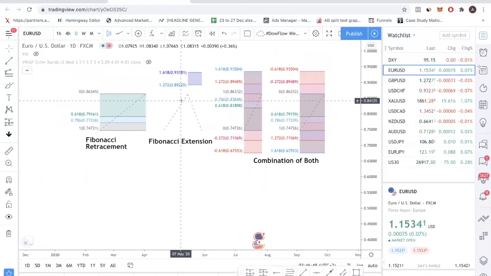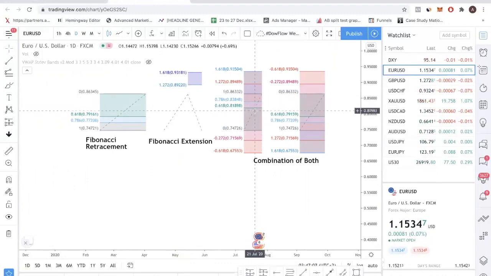You just draw the one Fibonacci retracement, and you can see the Fibonacci retracement and the Fibonacci extension. That's what I want to show you first. After I show you that, then I'll show you how you combine both to find high probability turning points in the market. So as you can see over here, this is the Fibonacci retracement tool.